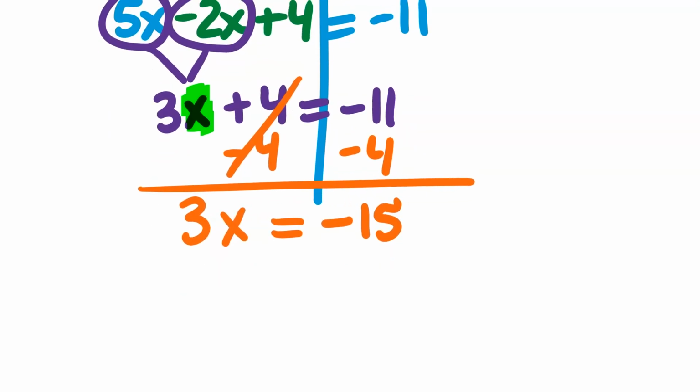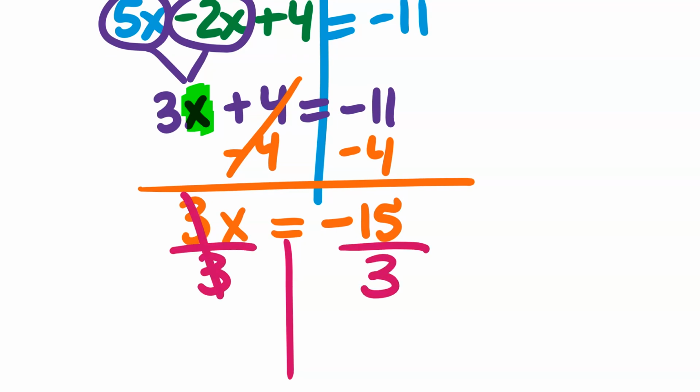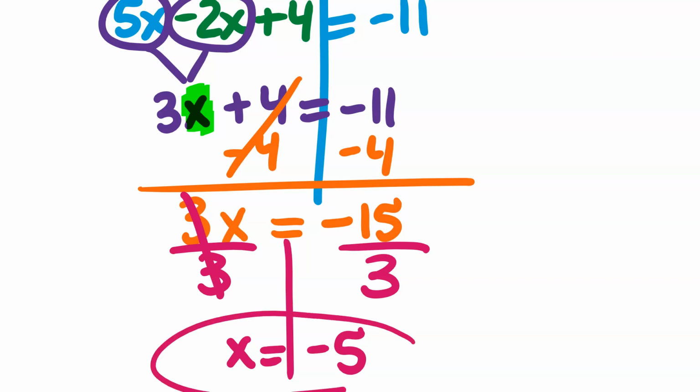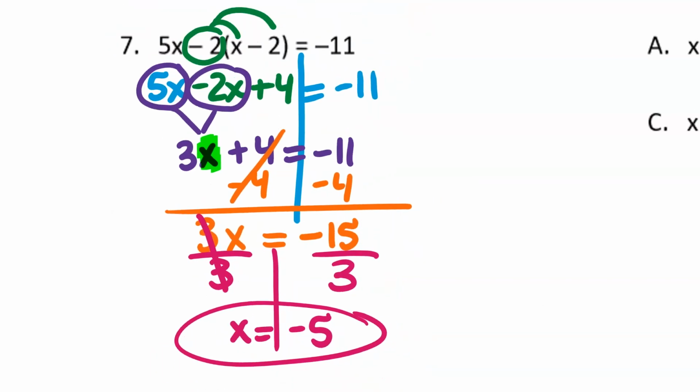And then I have 3 times x right here. Opposite of 3 times is divided by 3. Divided by 3 to get rid of that guy. So x equals -15 divided by 3 is -5. And that would be my answer on number 7.